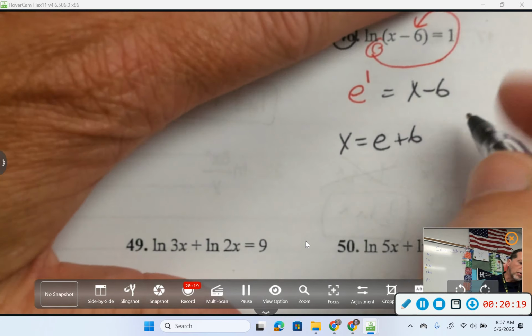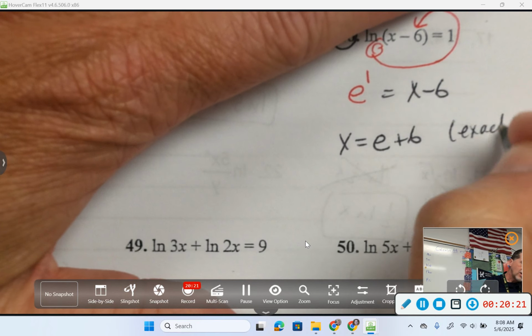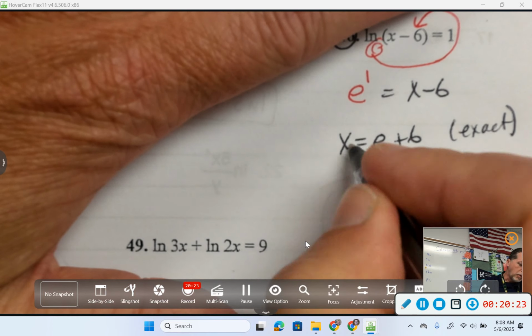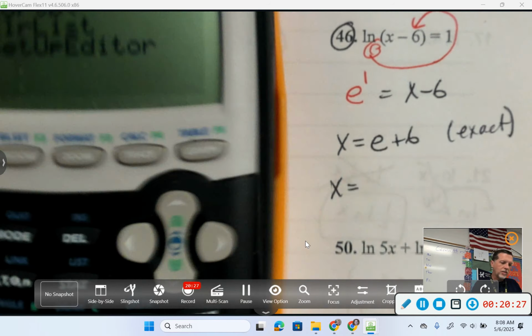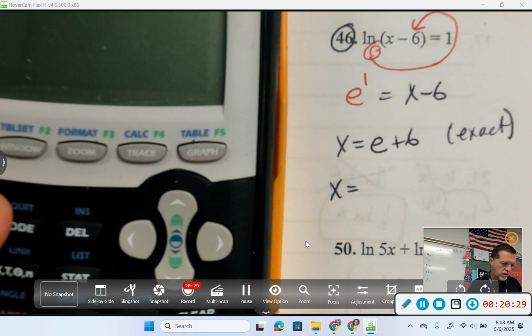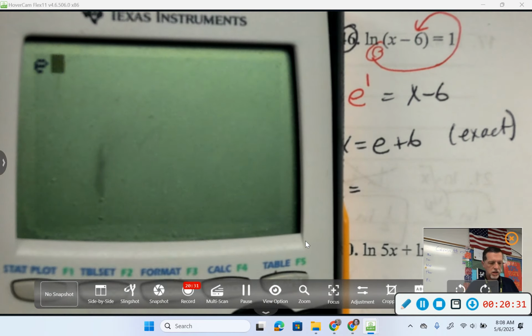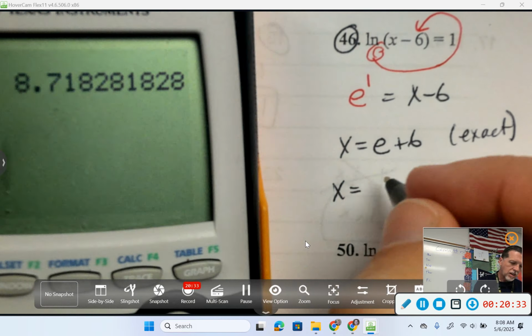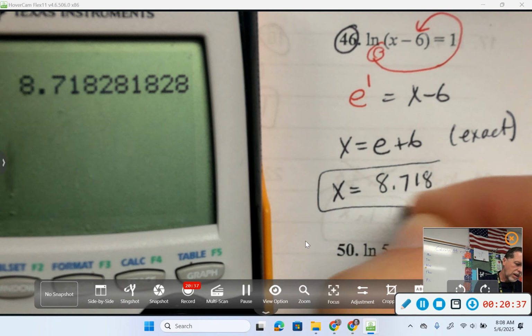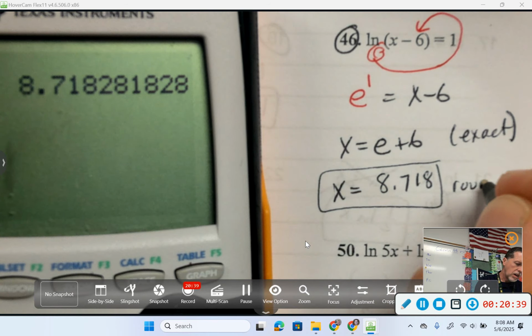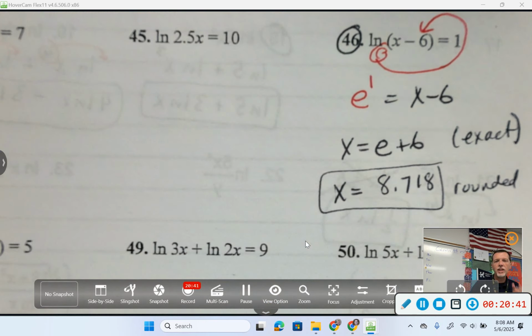e plus 6 is what we would call an exact answer, because it's perfectly correct. But this one asked for nearest thousandths, so e plus 6, 8.718. That would be the rounded answer, and that's what it wants.